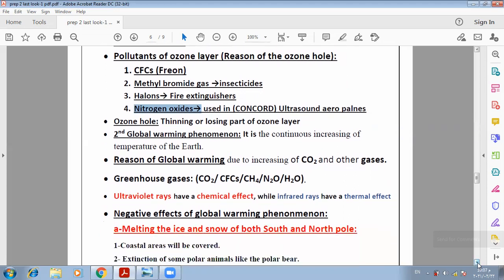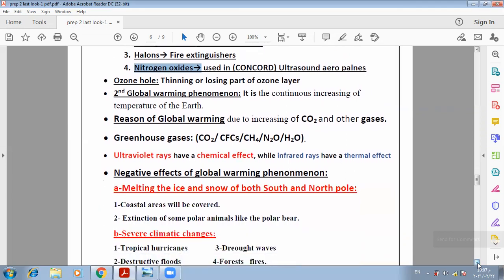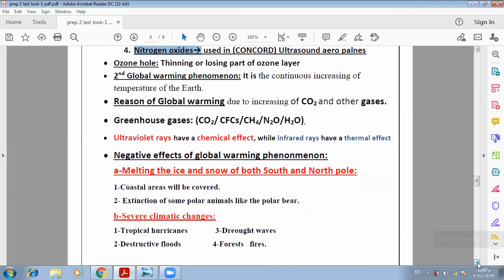What is the negative effect of global warming phenomena? عندنا 2 negative effects: melting of ice and snow pool of both South and North Pole and severe climate change. Severe climate change like tropical hurricanes, destructive floods, forest fires. كله دوت تمام وعارفينه. كده unit 2 تقريبا برضو done.